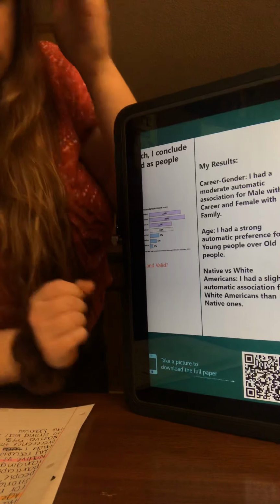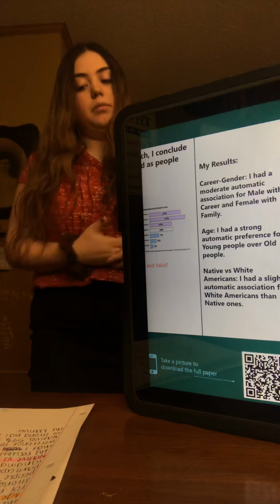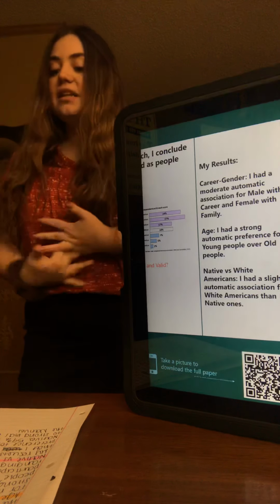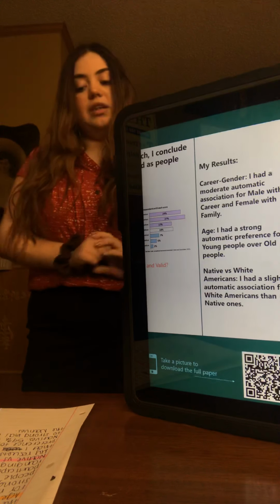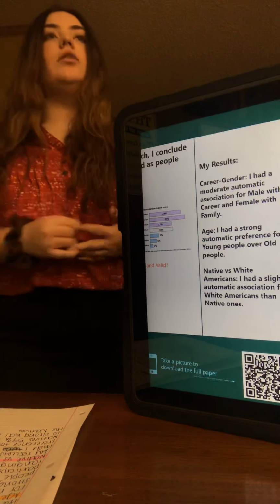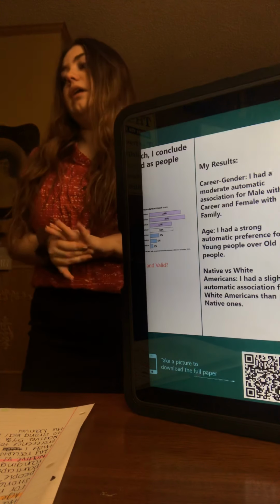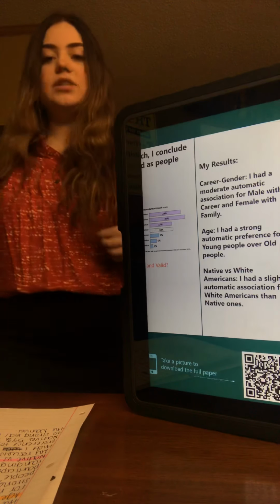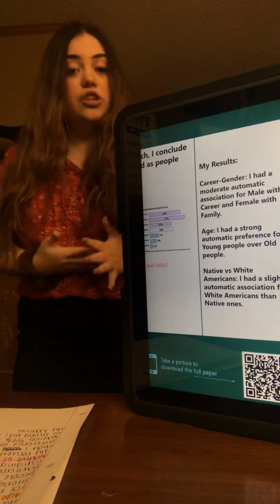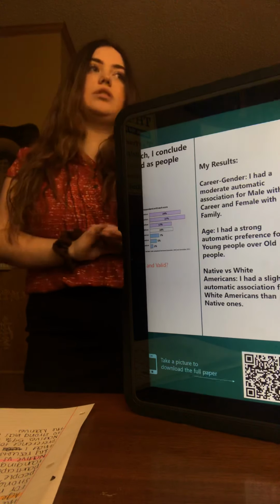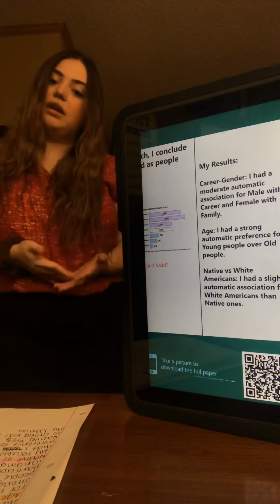My second test that I took was age. My results showed a strong automatic preference for young people over old people. In fact, 77% of participants preferred young over old, ranging from slight to strong preferences. That can result from a lot of different things, like the age of the people taking the tests and what they actually are perceiving when taking these tests, like old people and young people in relationships, or just having a conversation. There's a lot of different things that can go with that, which makes that one kind of hard to be reliable.